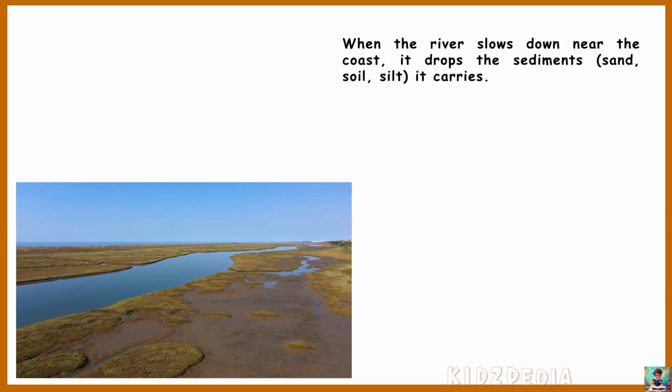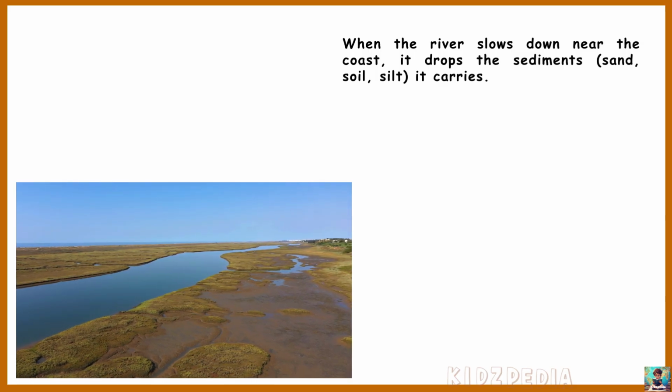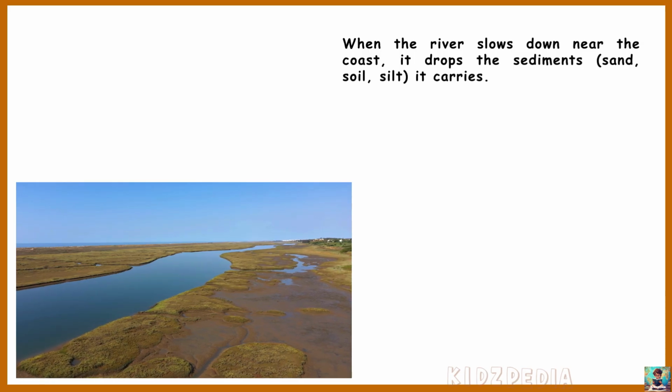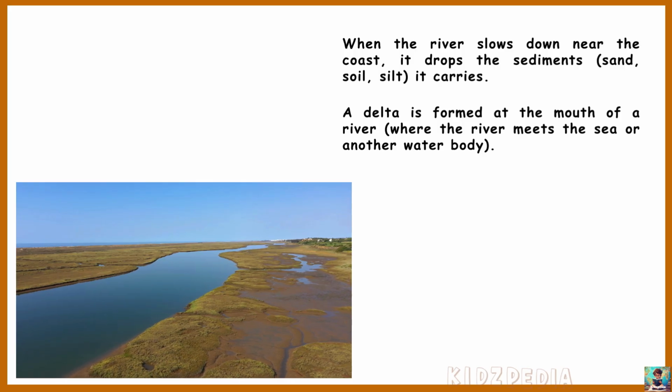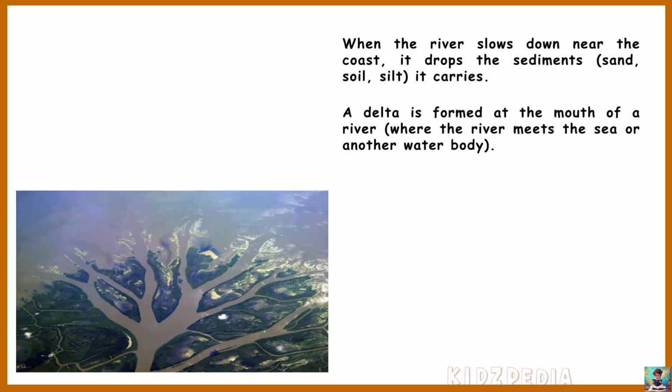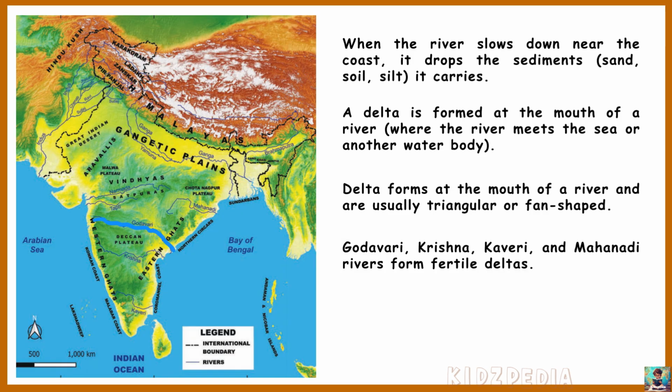So, when the river reaches the sea, it slows down and starts dropping the sand and soil it carries. Slowly, these materials build up and form a new piece of land at the river's mouth. This is called a delta. It often looks like a triangle or a fan. Rivers like Godavari, Krishna, Kaveri and Mahanadi form large deltas, and these areas are very fertile, making them ideal for farming.